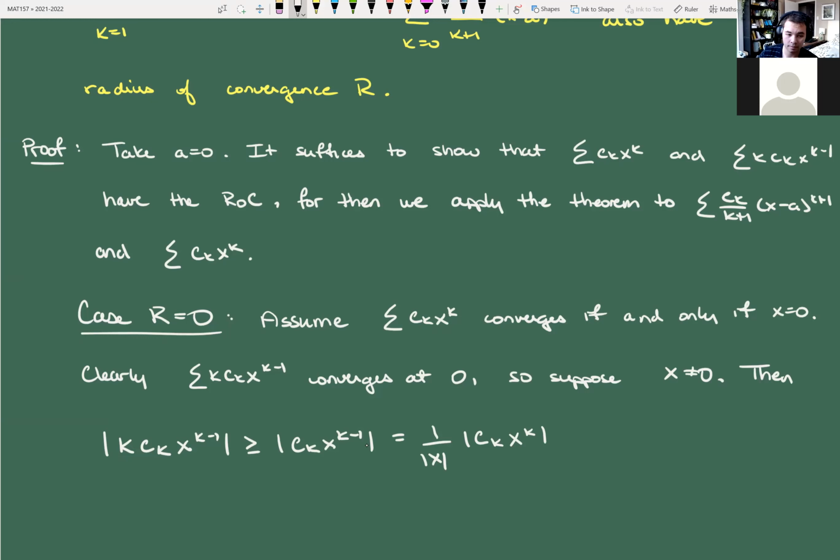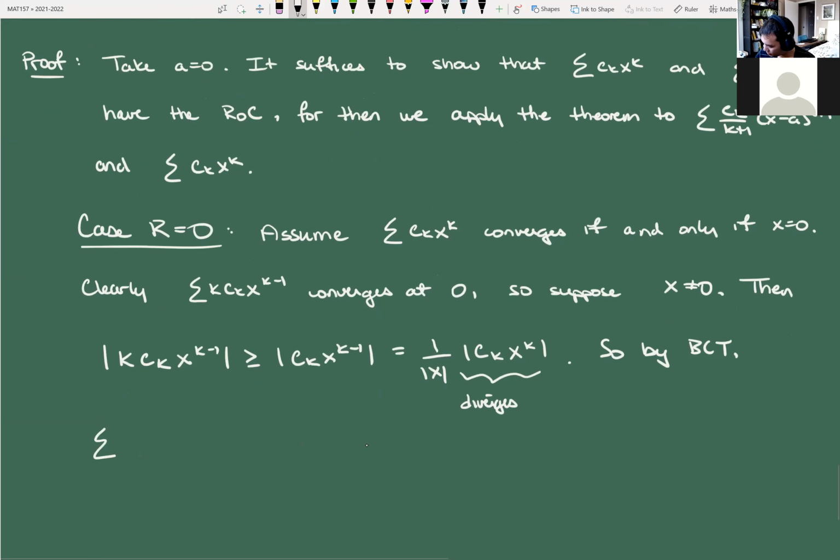Like this, right? And again, we're not talking about anything uniform. So this is 1 over the absolute value of x. That's a fixed number for any choice of x, and we've already fixed x not equal to 0. And this thing diverges by assumption, right? So by the BCT, the sum of k c_k x^(k-1) is going to diverge as well.